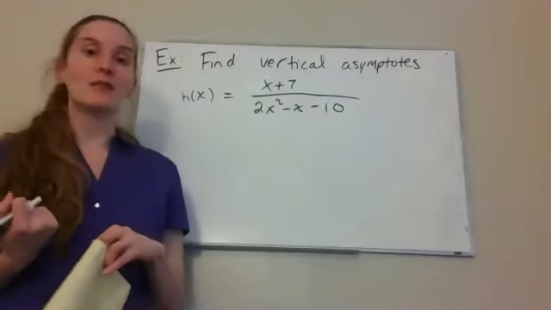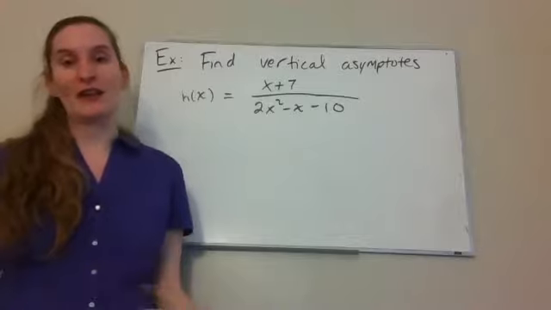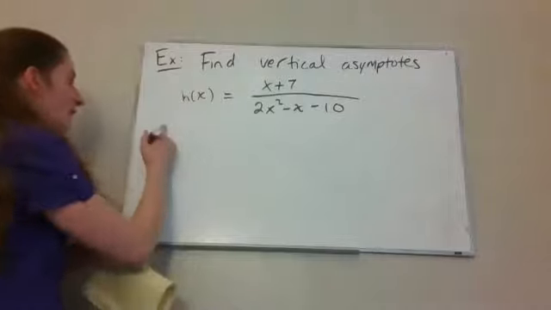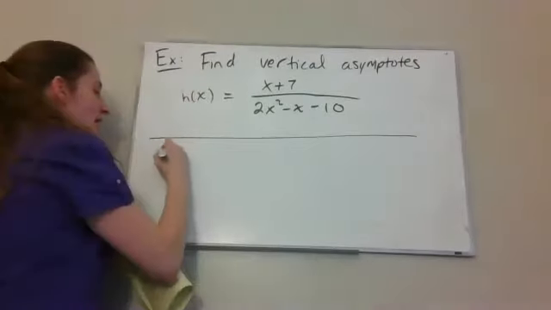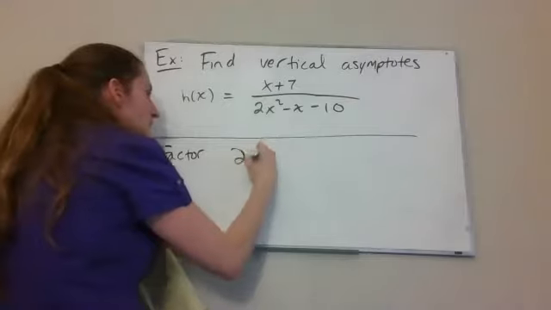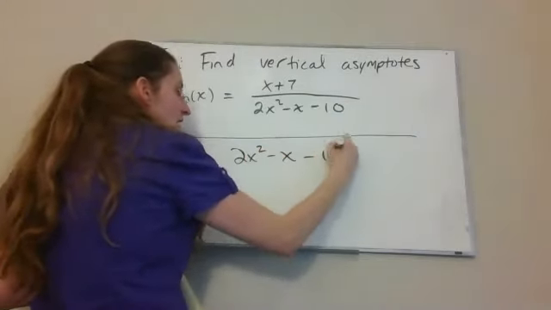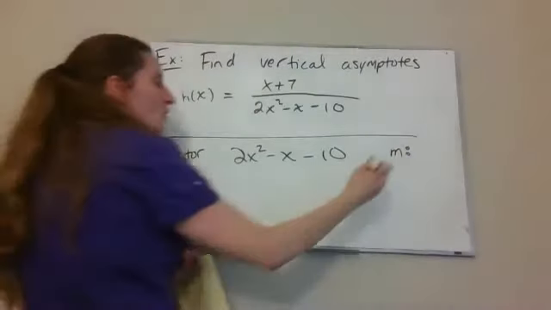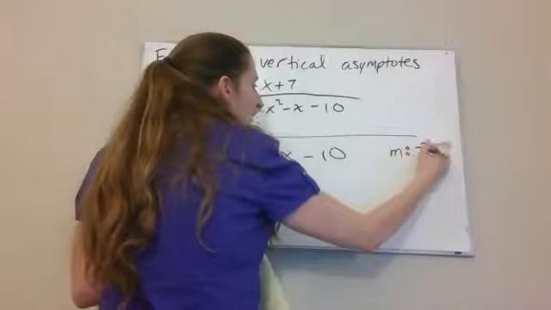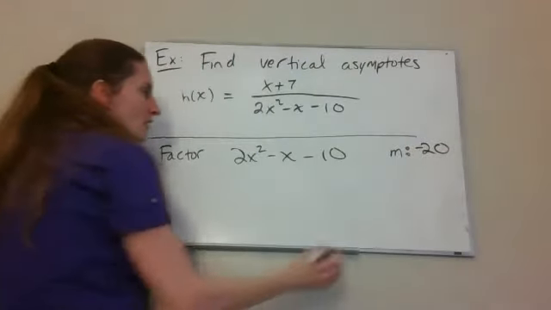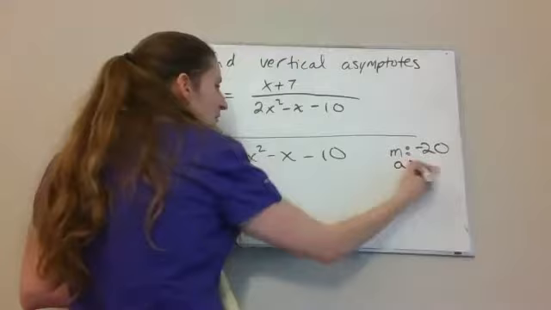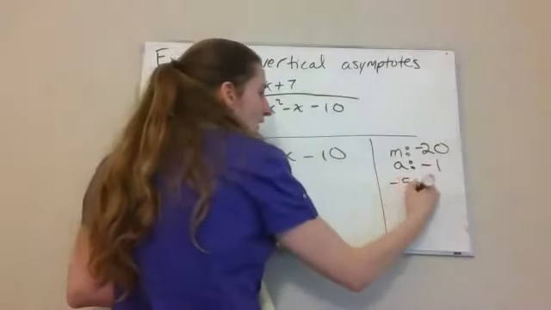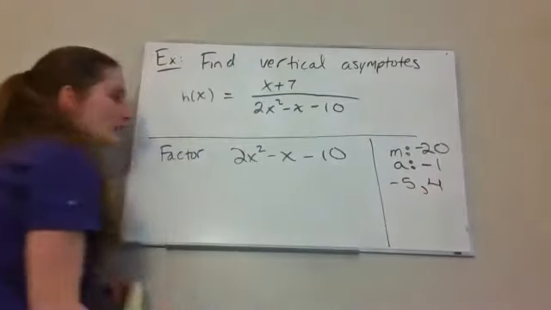In this particular problem, we don't need to factor the numerator. It's already as factored as it gets, but we have to factor the denominator. So let's go ahead and factor the denominator. And just as a quick little review, remember we want to find two numbers that multiply to my a times my c, so that's negative 20, and they add up to my b, which is negative 1. The numbers that will do that for us are negative 5 and positive 4.